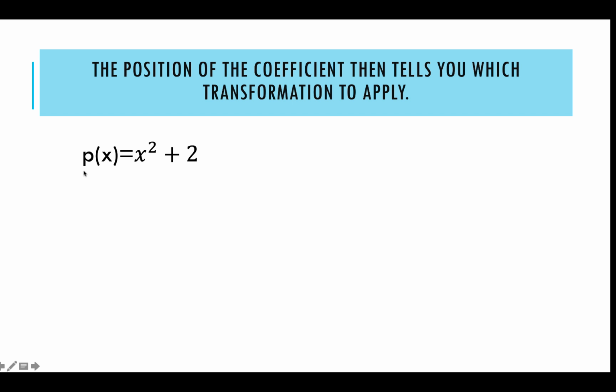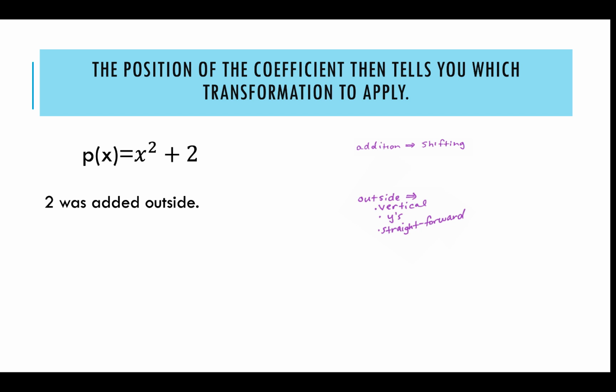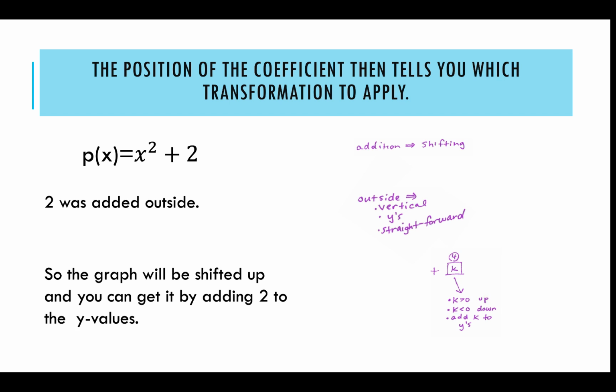Last graph we had p of x equals x squared plus 2, and we decided that 2 was added outside. So outside addition told us that it was shifting. Outside told us it was vertical. And that 2 is in the k position, and it's positive, so we're going up. So the graph is shifted up 2, and we can get it by adding 2 to the y values.